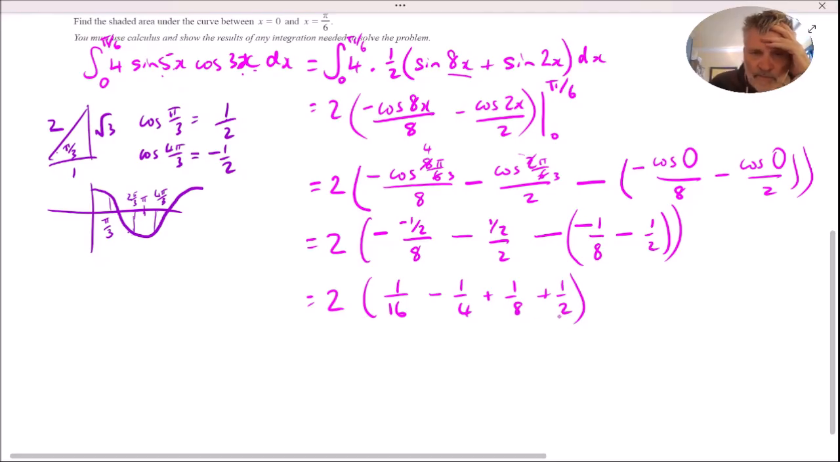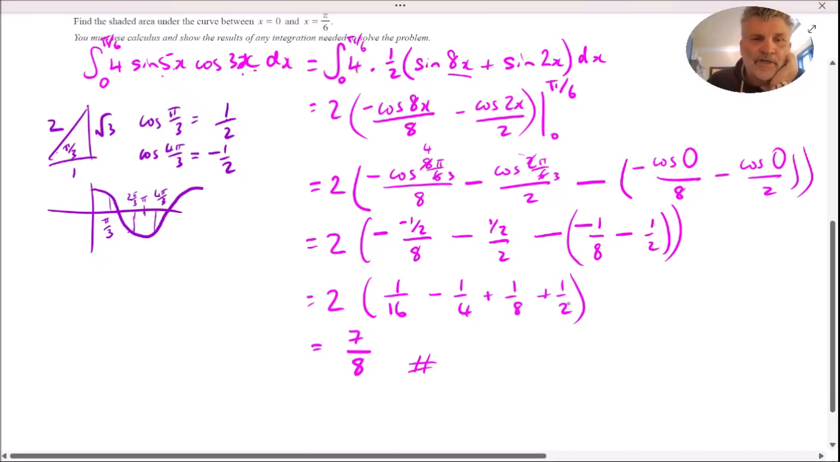So half minus a quarter is a quarter, plus an 1/8 is 3/8, plus a 16th is going to be 7/16, times 2 is going to be 7/8, I think. And we're done. But you can check it on your calculator.